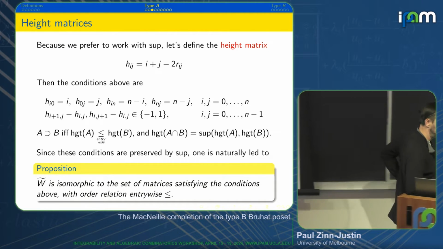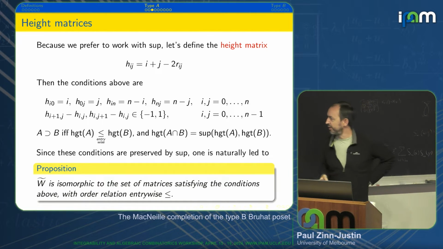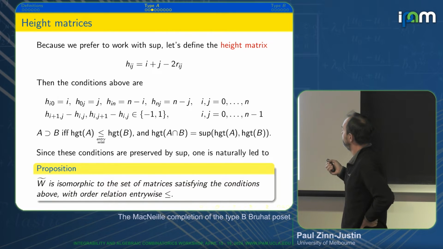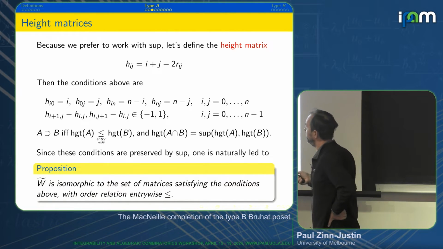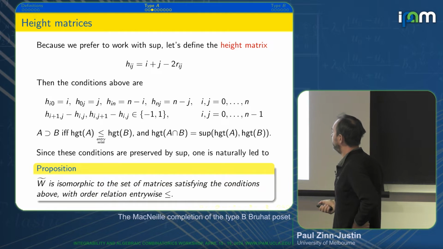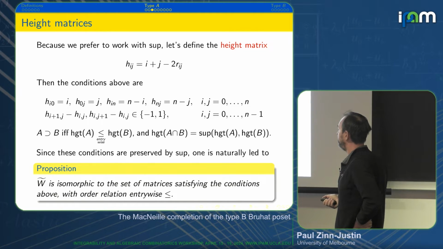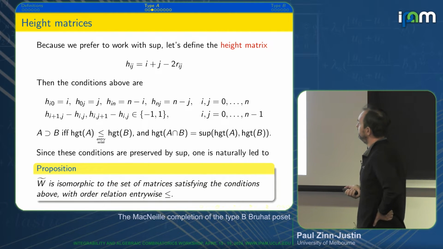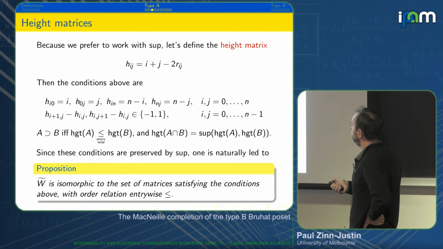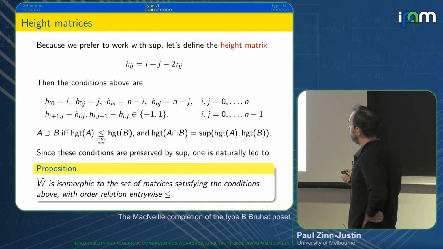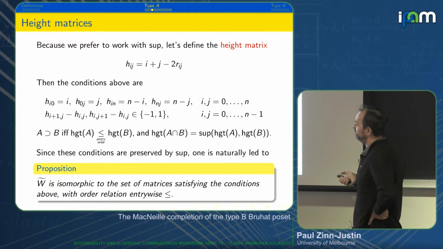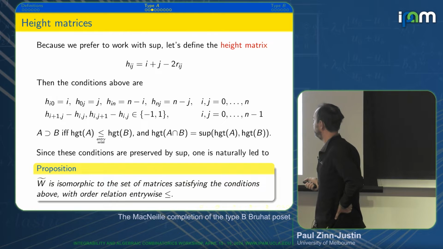That's one of the theorems of the paper of Lascoux and Schützenberger. And in fact, I will give you their proof, maybe slightly modified. In other words, nothing that I'm saying now is original. But here's one of the simple propositions that they have: the MacNeille completion of the type A Bruhat poset is isomorphic as a poset to the set of matrices satisfying the conditions above. So these H_ij satisfy all of these conditions, integer-valued matrices with order relation being just point-wise, entry-wise, less or equal.